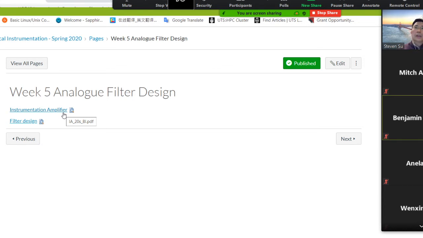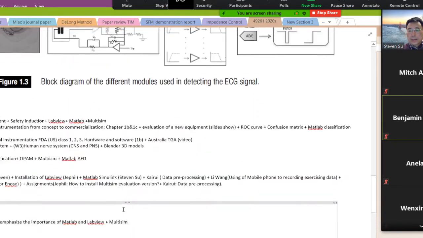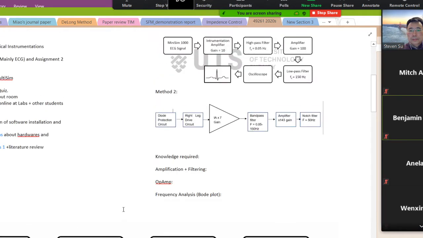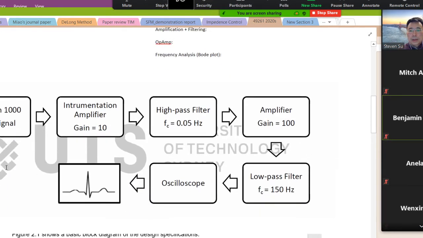Filter design is also quite important. I will show you why we need to do this, because you have seen your assignment 2. In your assignment 2, you need to design an ECG recorder or ECG circuit. In that case, first you need to use an instrumentation amplifier and build a gain of 10. I hope today you can do it. You can use Multisim to build the instrumentation amplifier, using 3 op-amps with a gain of 10. This one you need to think about.